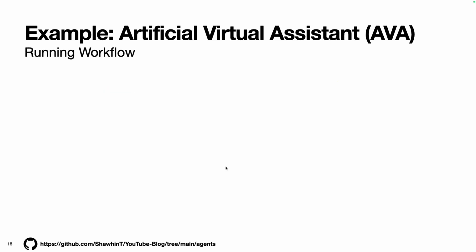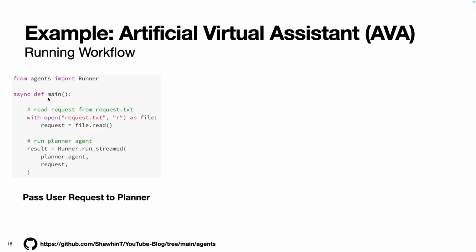But assuming we've got the credentials set up, this is how we can run the workflow. I'll define this asynchronous function called main. The first step will be to grab the user request from this request.txt. This is just for this initial version. The final vision here is that I'll just send an email to a mailbox called ava@shahintalebi.com or something like that, and that will kick off this whole process for me.